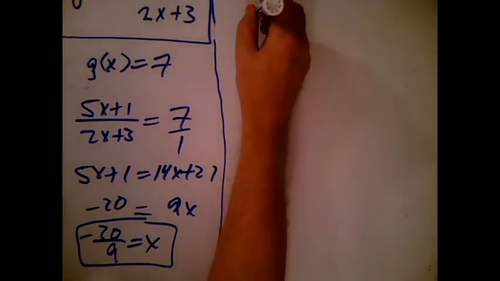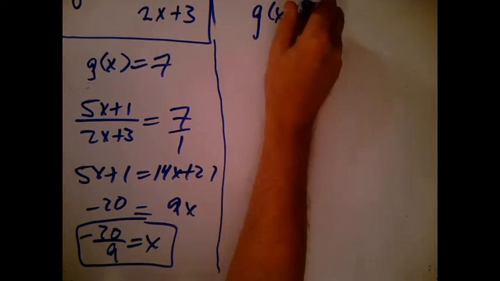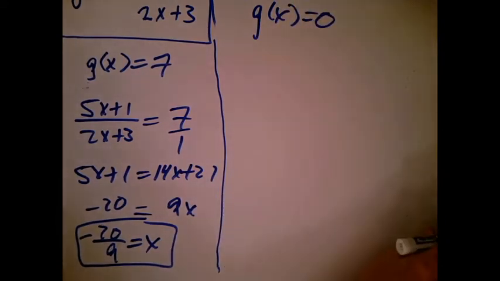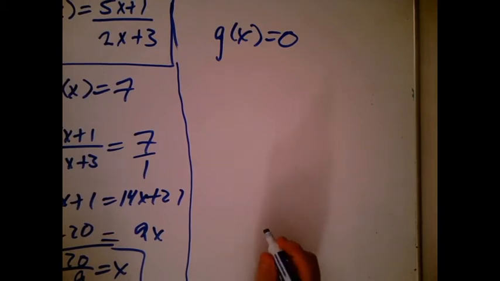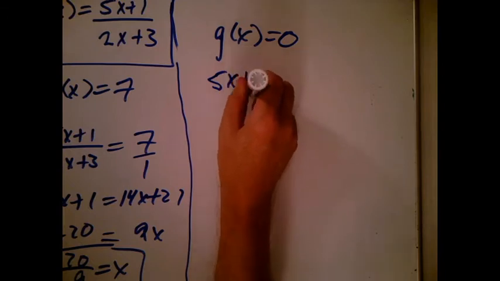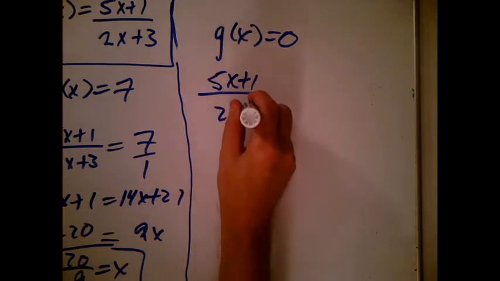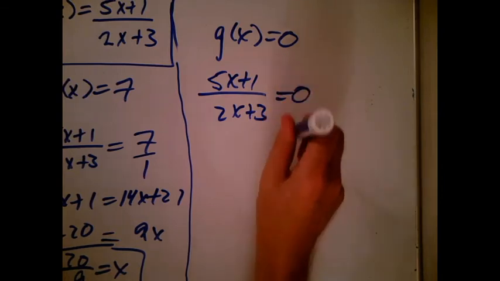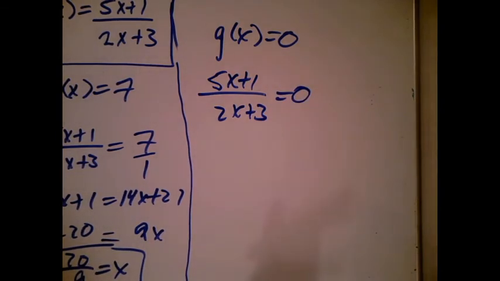Now the next one is actually very simple, and I want to do that one right here. They want to know, can we find an x value so that that whole fraction is equal to 0. Well, here we go. I'm going to put in what we know for g of x. I write down that 5x plus 1 over 2x plus 3 equals 0. Now, we can multiply both sides by 2x plus 3.